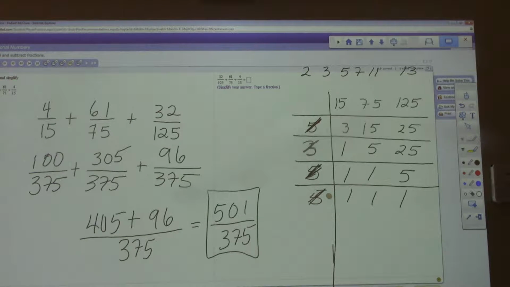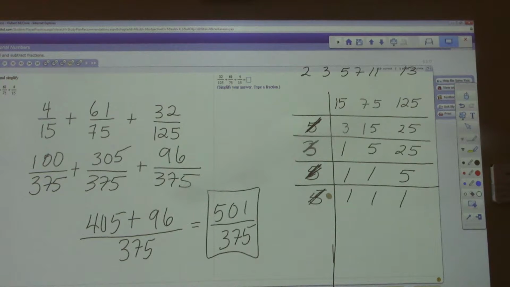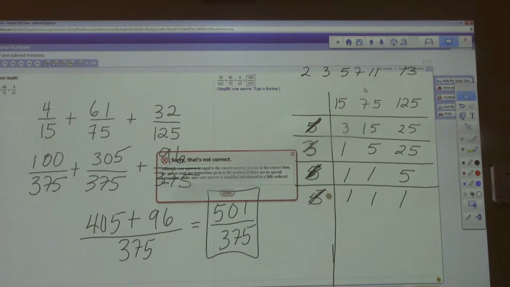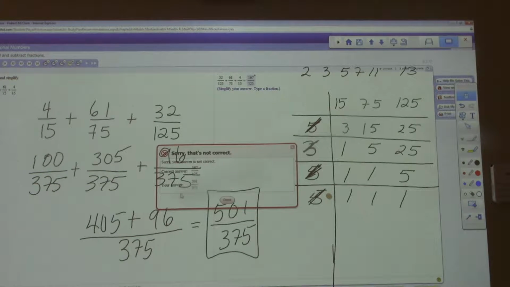All right, so we're going to type the answer in, so y'all make sure I know what I'm doing. And we'll get 501 over 375. And then I'll get somebody saying, why did you change that into a mixed number? Well, I must have done something wrong. Y'all check my math. Check answer.